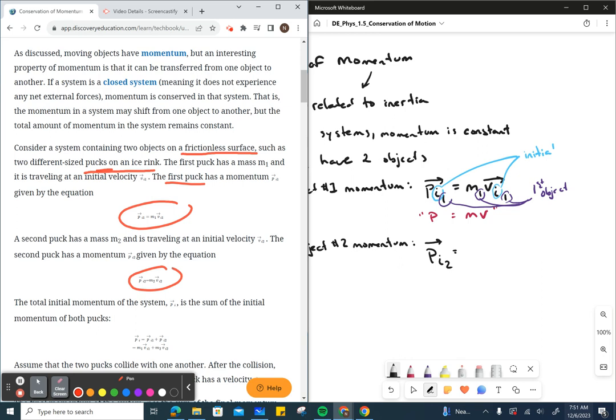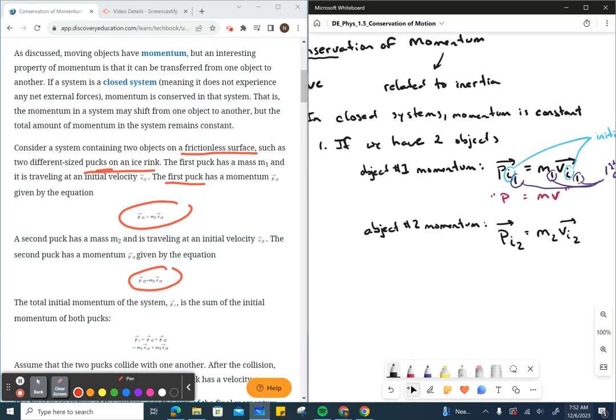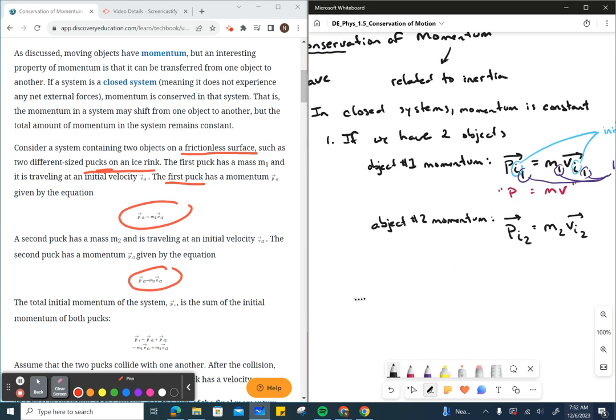We could say that the momentum of object 2 initially is the mass of object 2 times the initial velocity of object 2. These are vector quantities; the mass is a scalar quantity. Basically what we're talking about is this ice rink, like a hockey rink, talking hockey sport. And you may have a puck.